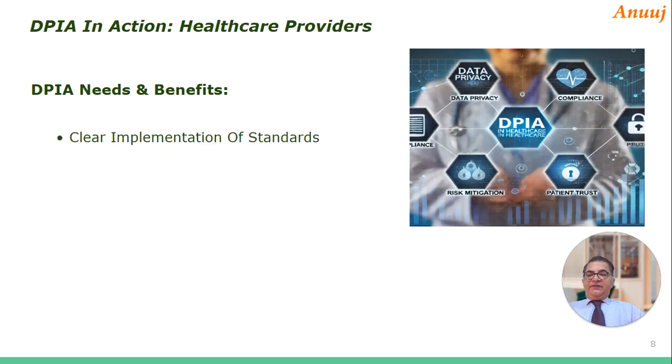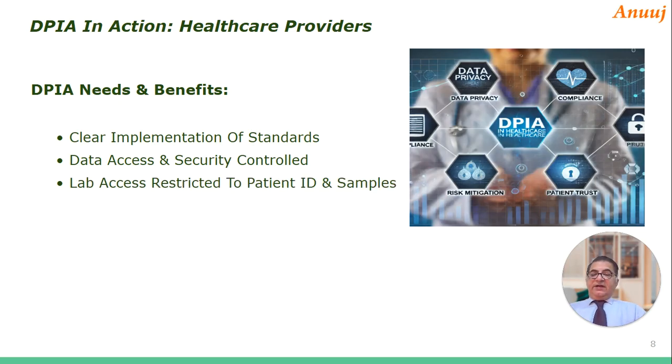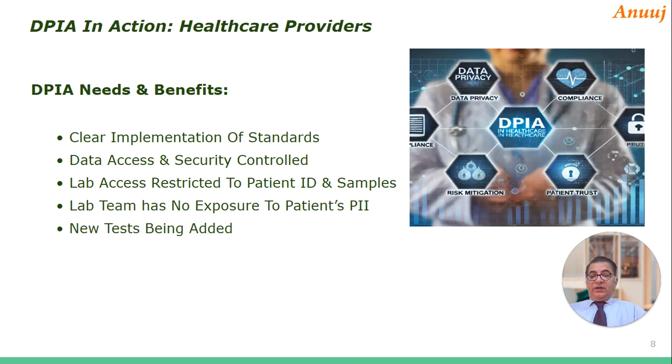What are the needs and benefits of DPIA in brief? Clear implementation of standards, secure data access, lab access also restricted to patient IDs and samples. Lab does not need addresses unless they have to collect the sample or if they have to dispatch the report. And then their collection and dispatch might also be further outsourced, so you have to map them properly. Lab team should ideally not have access to the personal information of the patient.